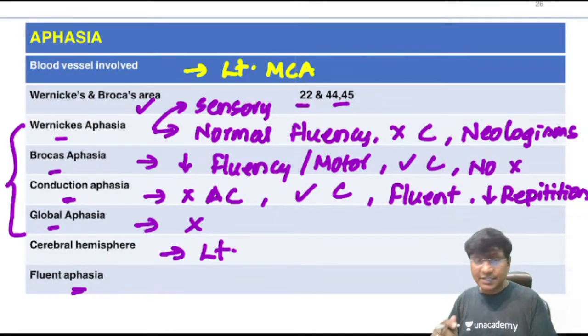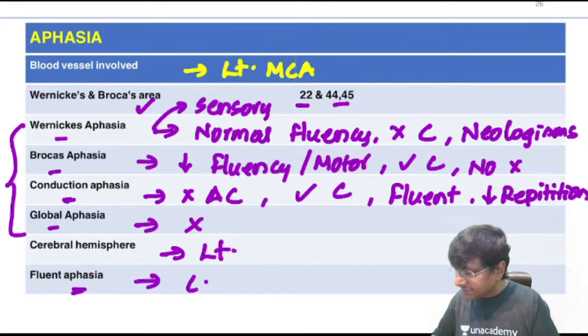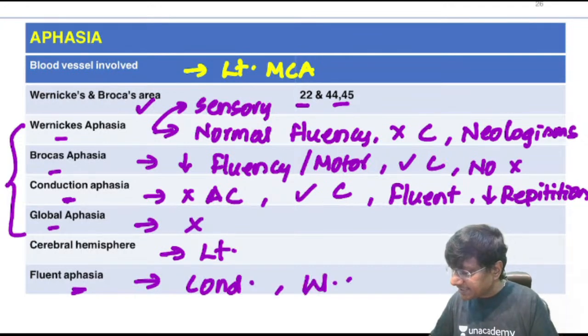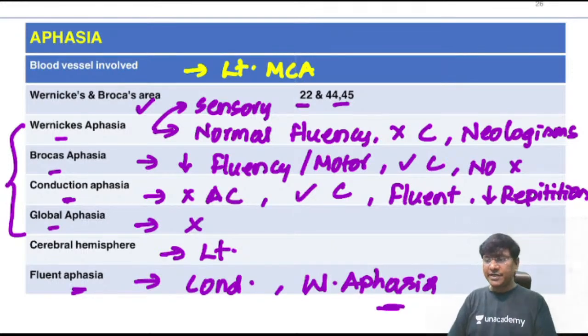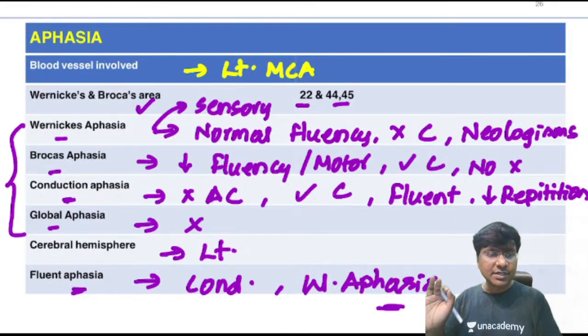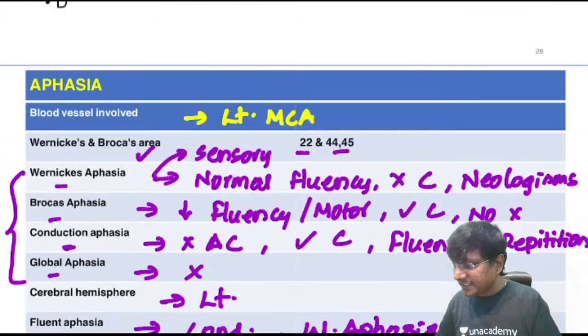Then coming to what are the conditions where you have fluent aphasia. Conduction aphasia is a fluent aphasia, right? Then Wernicke's aphasia is also a fluent aphasia. So these two are your fluent aphasias. So this is the quick recap of the topic, that is aphasia.